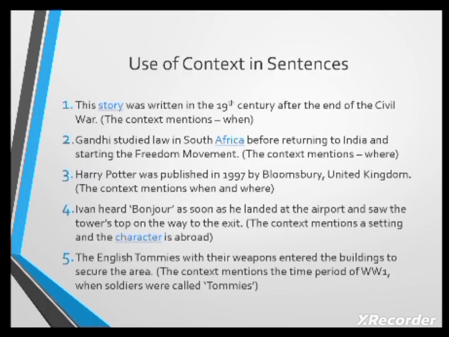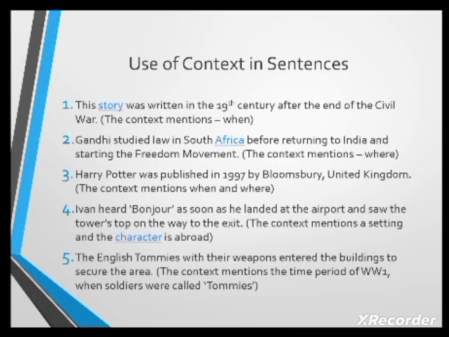Now, use of context in sentences. So these are some examples. For example, this story was written in the 19th century after the end of the Civil War. So context mentions when. Gandhiji studied law in South Africa before returning to India and starting the freedom movement. So context mentions where. Harry Potter was published in 1997 by Bloomsbury, United Kingdom. Here the context mentions when and where. Please focus. These are the examples, these are the uses of context in sentences.